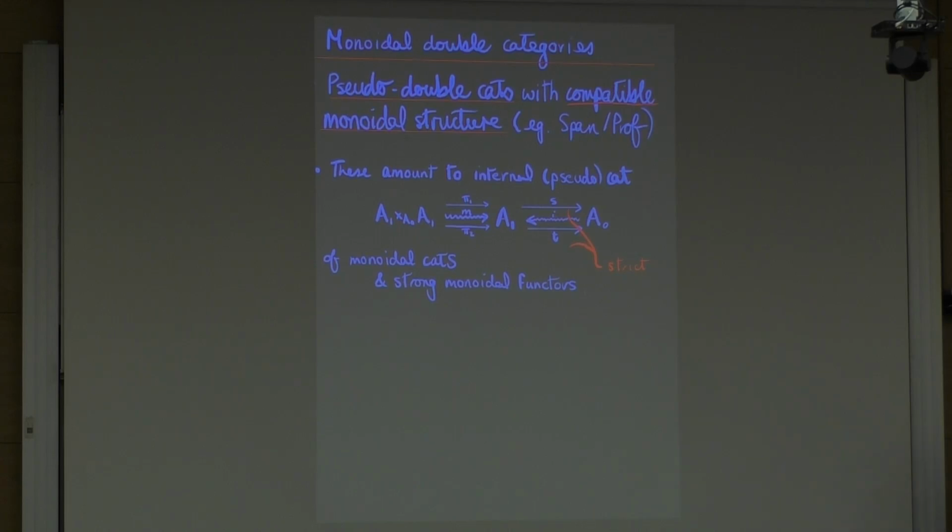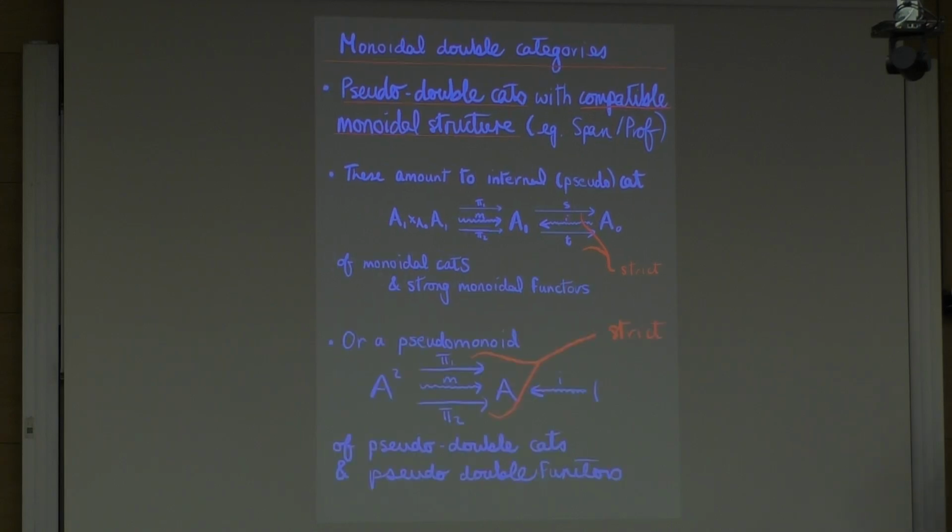Okay? So you see exactly this sort of diagram again. Okay? Or you can view it, say, as a pseudo-monoid in the world of pseudo-double categories and pseudo-double functors. But again, these product projections are strict. Okay, you can say that's what you need, that's what you have.